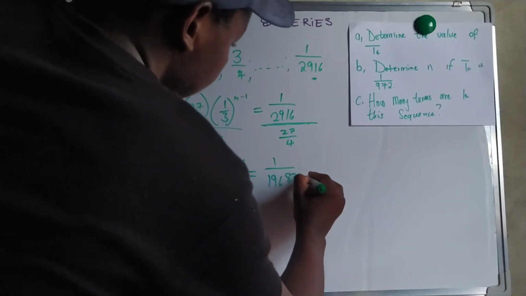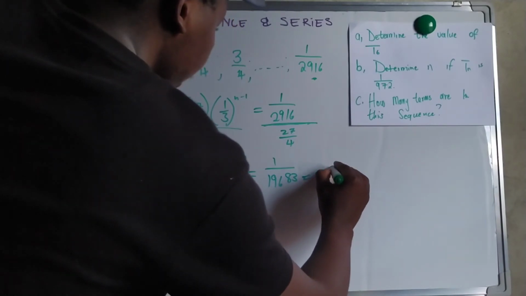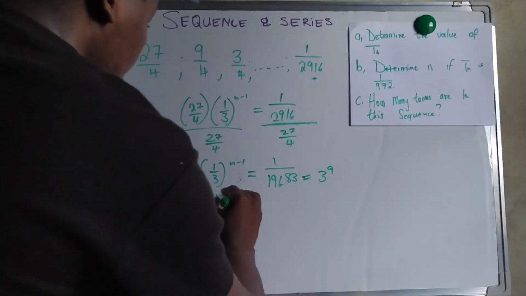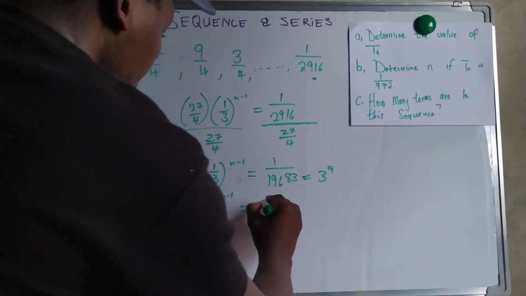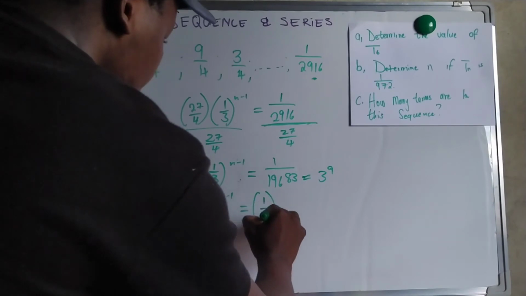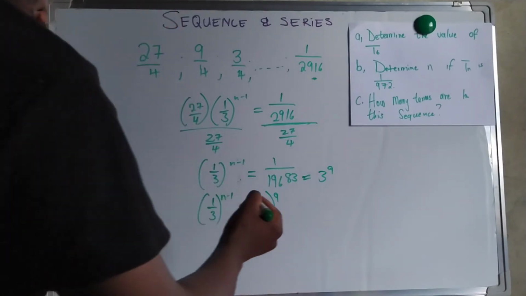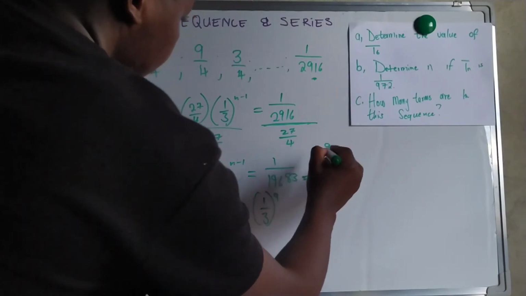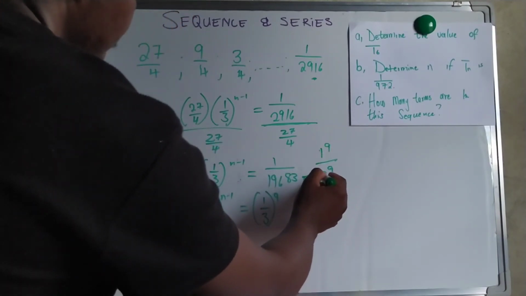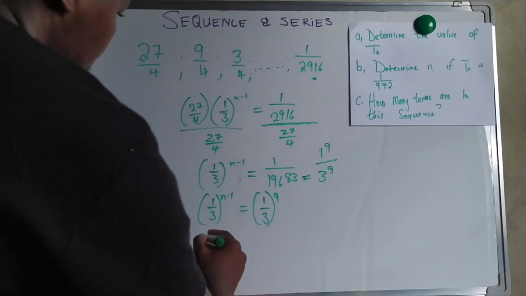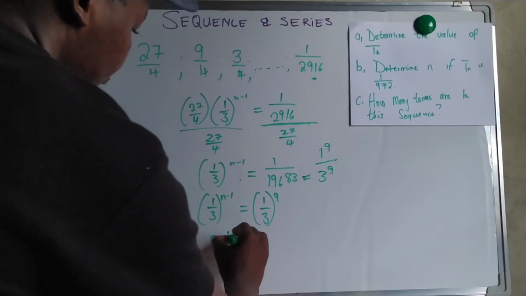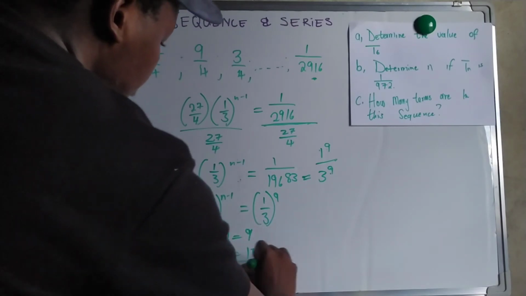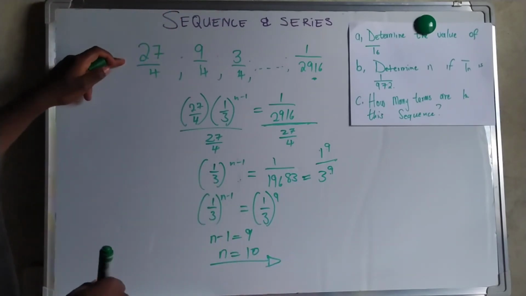And this is the same as 3 to the exponent 9. Okay? So you'll have 1 over 3 to the exponent n minus 1 is equal to 1 over 3 to the exponent 9. So what we did, we said this is 1 to the exponent 9. So this is something like this. We have 1 over 3 all to the exponent 9. Okay, then n minus 1 is equal to 9. Then n is equal to 10. So this sequence has 10 terms.